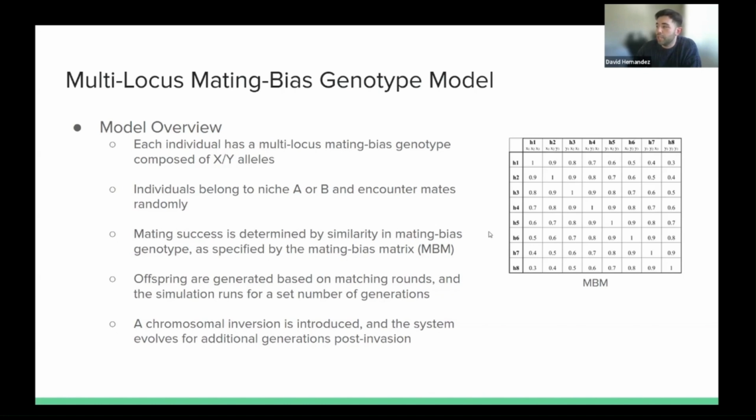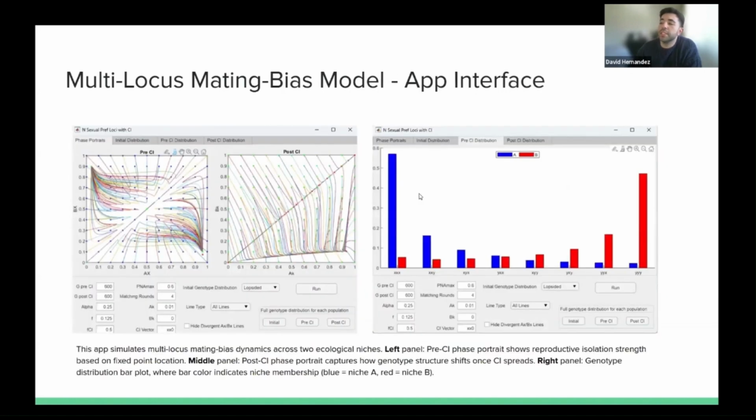If they have a different genotype, then their mating success decreases linearly away from the diagonal, depending on how similar their genotype is. And so they will go through a number of matching rounds, a number of generations, and then again, we can introduce a chromosomal inversion and see how the system progresses after the chromosomal inversion is introduced to the system. Again, really quick, this is just another picture of the app interface for the mating bias model.